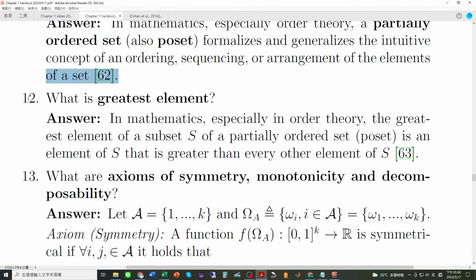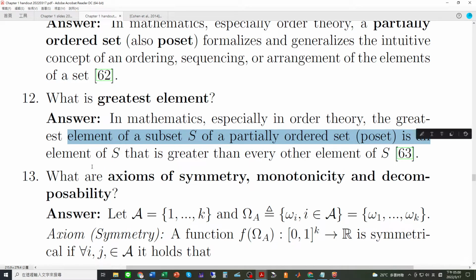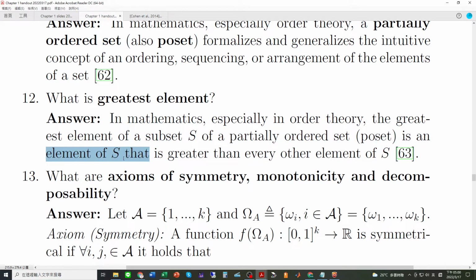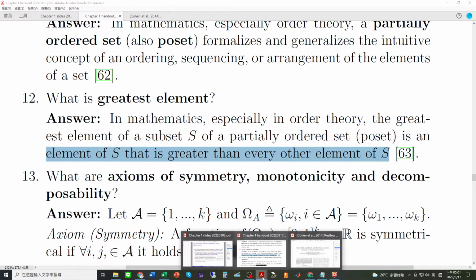Then problem 12. What is the greatest element? Answer. In mathematics, especially in order theory, the greatest element of a subset S of a partially ordered set poset is an element of S that is greater than every other element of S. Okay, let us go back to the slides.